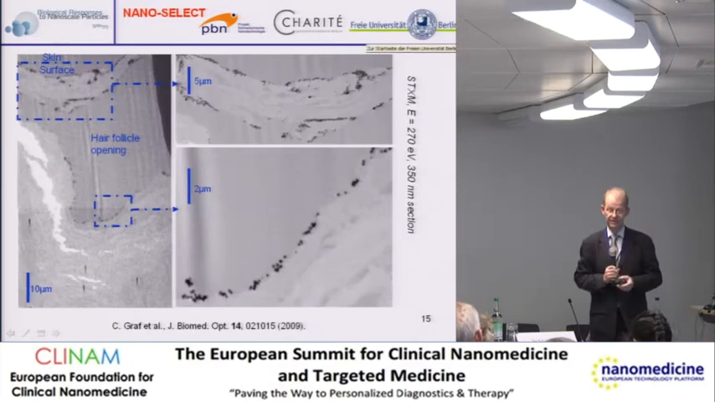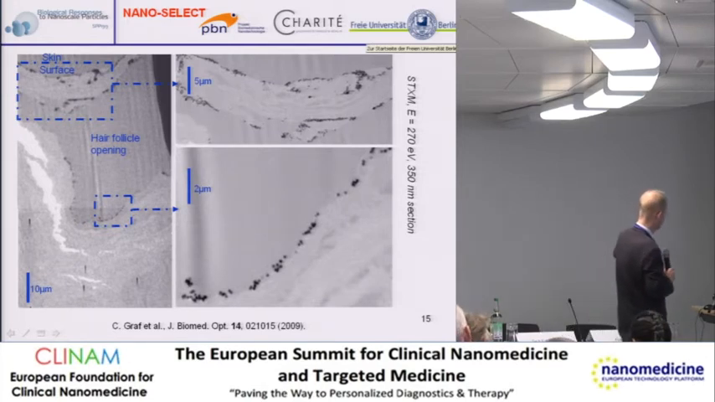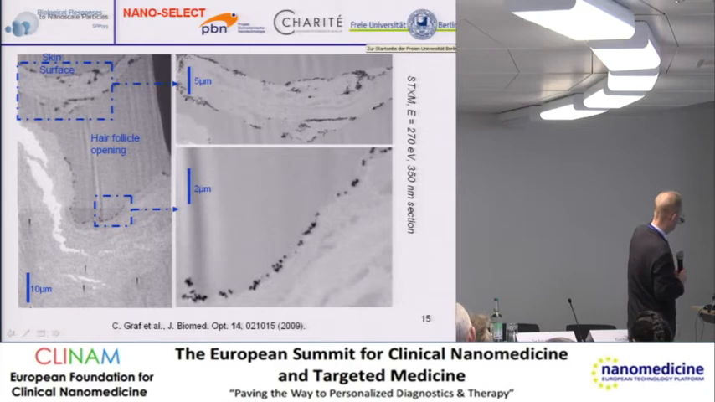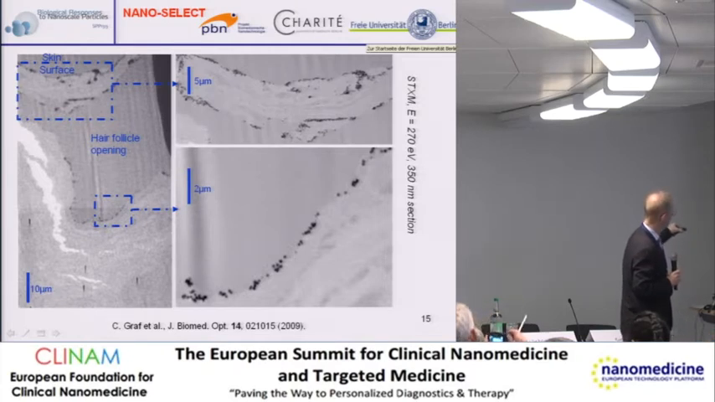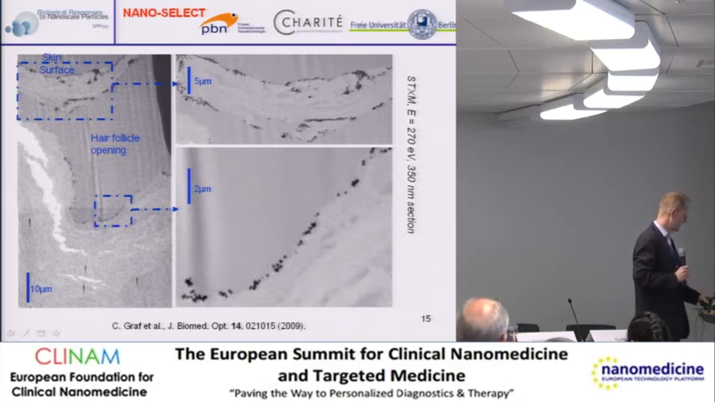We also looked at hair follicles where the particles get in. This is here the contrast from the hair follicle opening. So between the hair and the wall of the follicle, here you see the particles. So this is nothing where any uptake into the Langerhans cells and so on is observed.